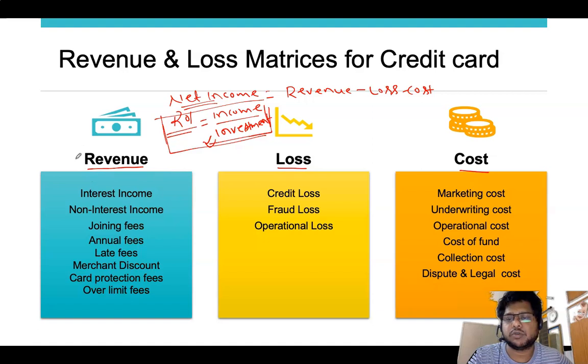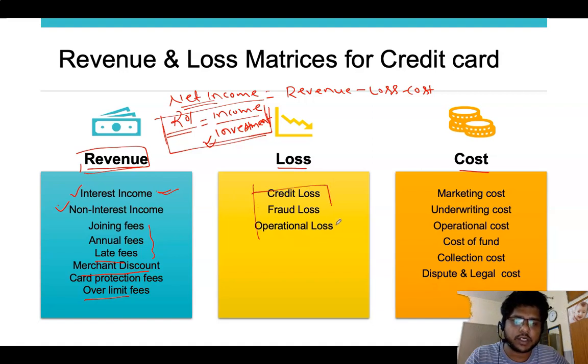So let's understand what comes under revenue. Under revenue there are two kinds of income. One is interest income, another one is non-interest income. Interest income is the interest earned on the credit card spending. Non-interest income consists of fees, which are joining fees, annual fees and late fees, then merchant discount, card protection fees and over limit fees.